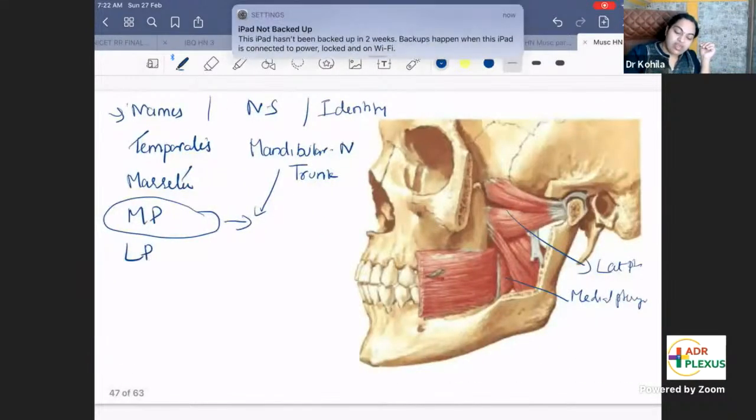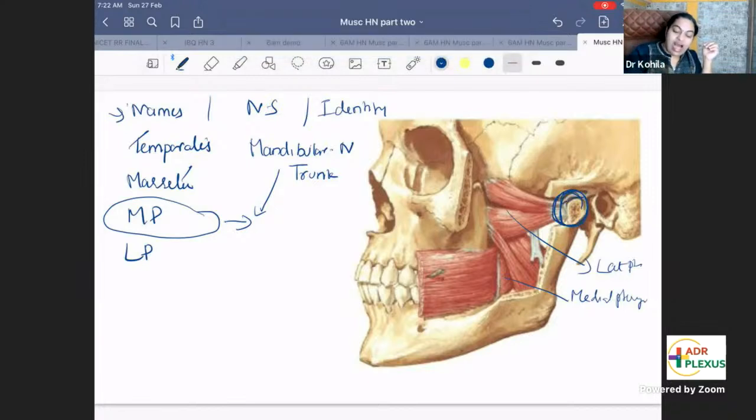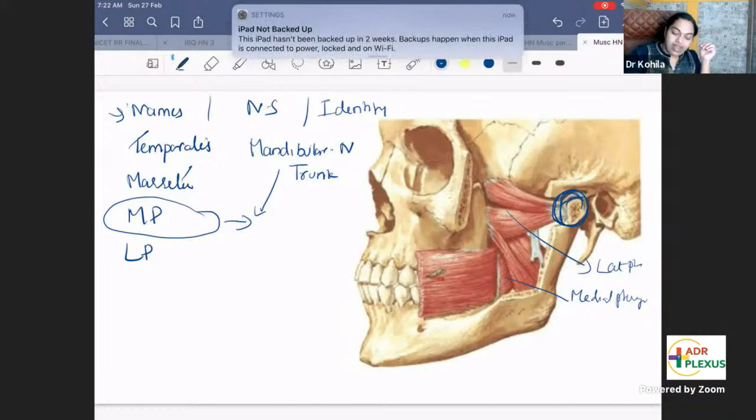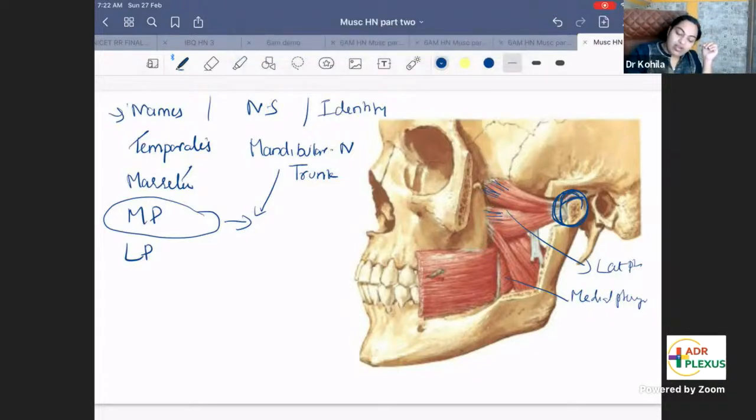There's something special about the insertion of lateral pterygoid. It inserts into the capsule of temporomandibular joint and the articular disc of temporomandibular joint. Medial pterygoid has two heads. The lateral pterygoid comes from the greater wing of the sphenoid, also from the lateral pterygoid plate. Medial pterygoid muscle also comes from the lateral pterygoid plate and from the maxilla.